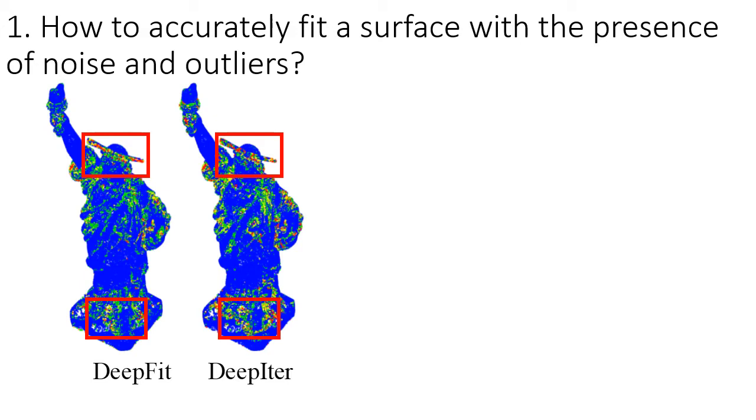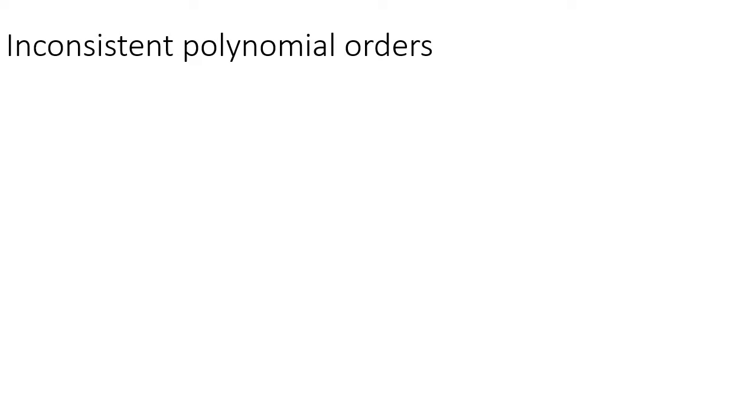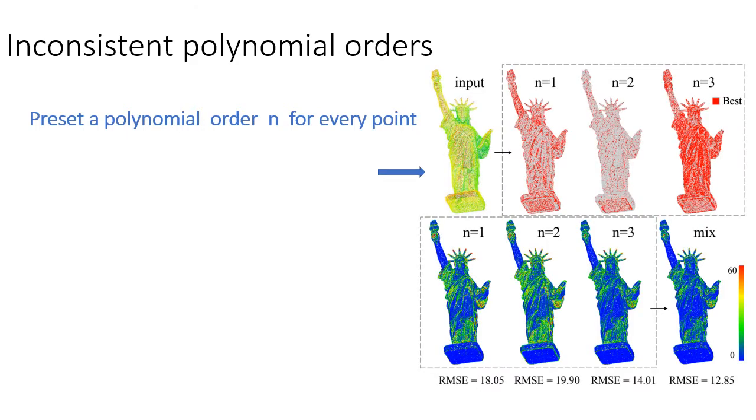The reasons are twofold. First, it is hard to precisely select a suitable polynomial order for every point. Second, such weighted least square fitting method is inherently sensitive to outliers. In the weighted least square surface fitting, we must preset a polynomial order n for every point. However, the underlying surfaces of different points usually have different suitable polynomial orders. A typical example is shown in the right figure, where we fit surfaces with different polynomial orders, and red points in the first row show that different points have different suitable polynomial orders for the normal estimation.